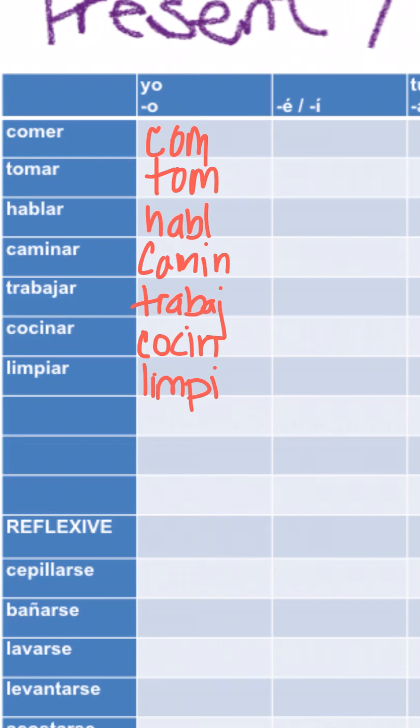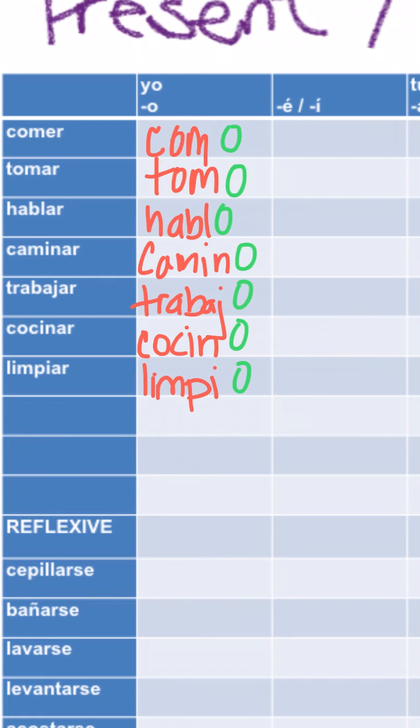For example, when we say cocina, around the house, it's coming from the verb cocinar, or cocinero is a cook, all coming from the same word root. So that's why I like to look at them. It helps you understand more words. And now that I have all of my word roots here, I can go ahead and add my ending, which is O, O, O, O, O, O, O. And now I have all my verbs conjugated. Como, tomo, hablo, camino, trabajo, cocino, limpio.